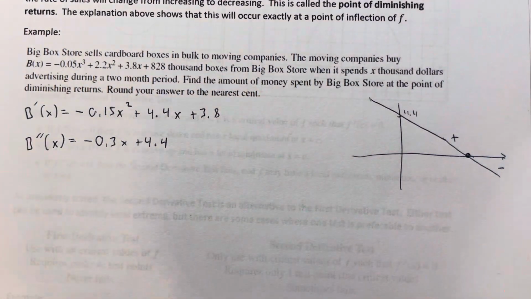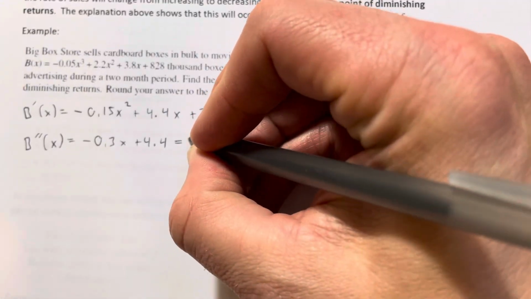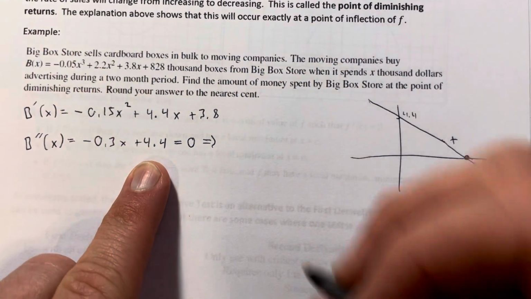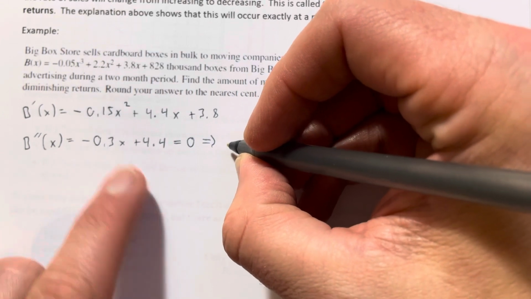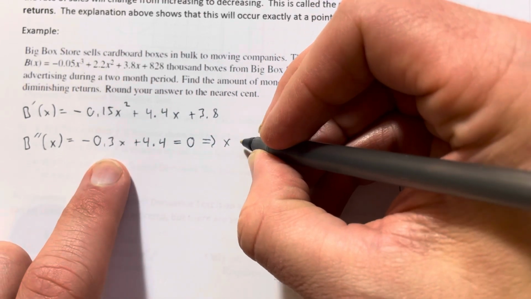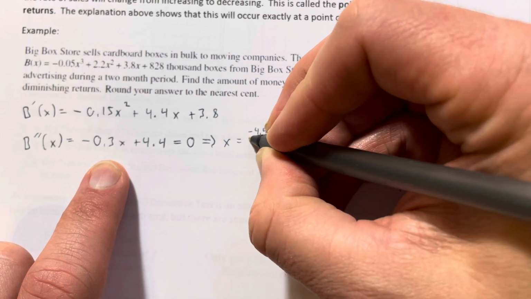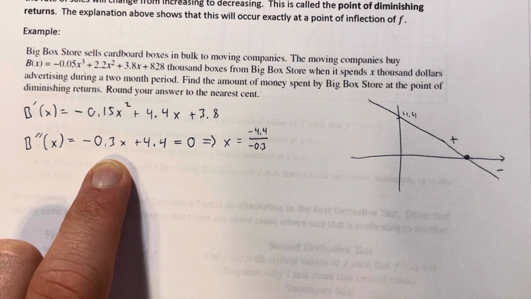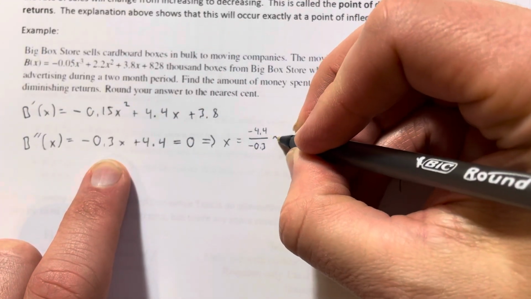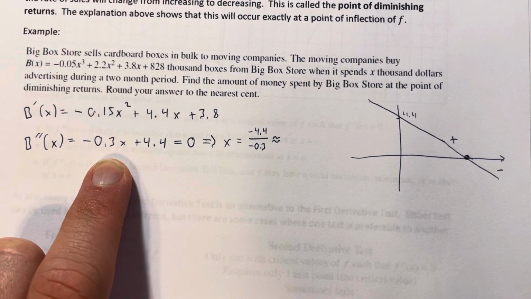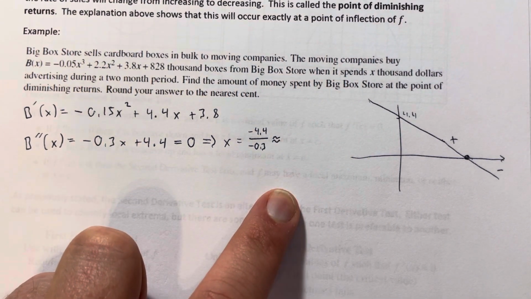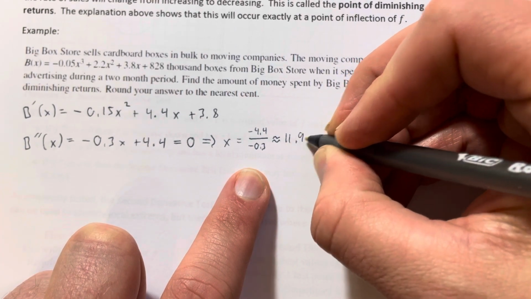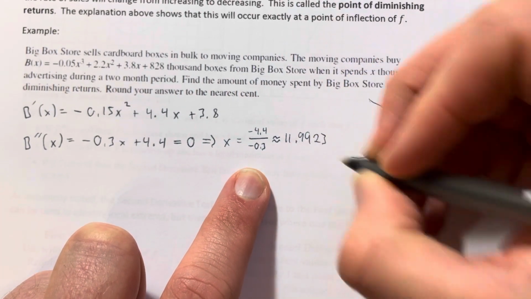So to find that x-intercept, I want to set b double prime equal to 0 and solve that. Now this is very straightforward to solve. You would subtract 4.4 from both sides, divide by negative 0.3. So I'm going to get negative 4.4 over negative 0.3. And I'm going to actually do the division on that and get an approximate answer. This one comes out to approximately, what is it? Like 11.9923, something like that.